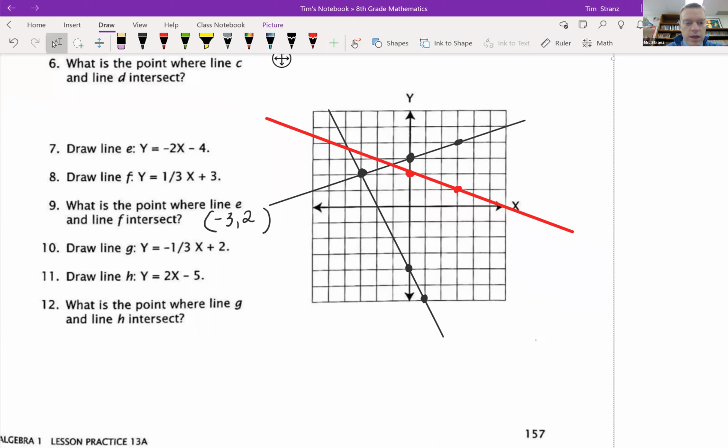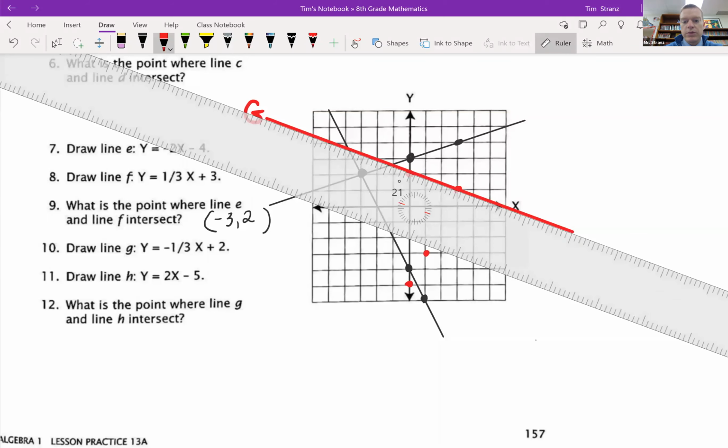Okay. And then I'm going to label that G. And then we have line H, which is y equals 2x minus 5. So my y-intercept is going to be negative 5, 1, 2, 3, 4, 5. And I'm going to go up 2 over 1, up 2 over 1. Draw my line through there.